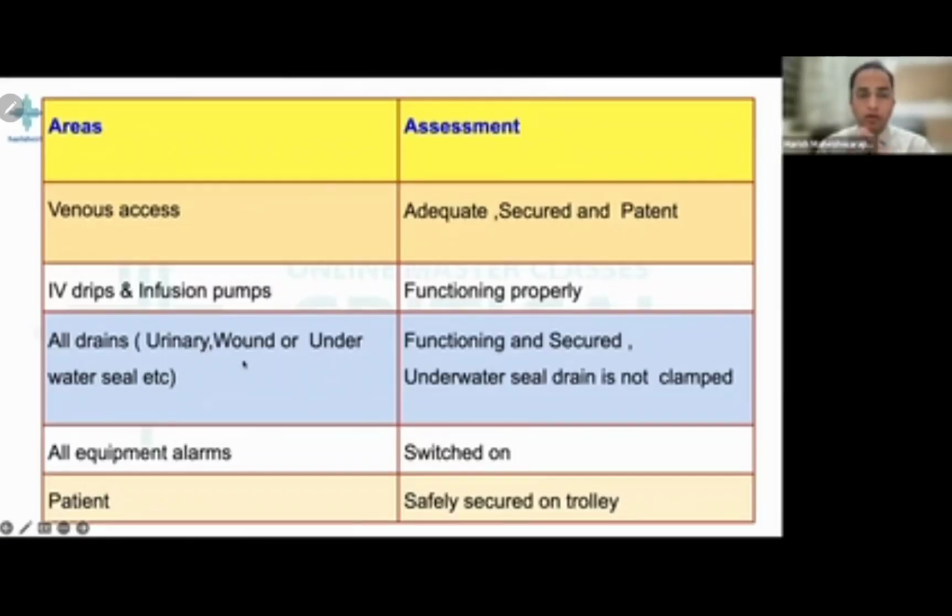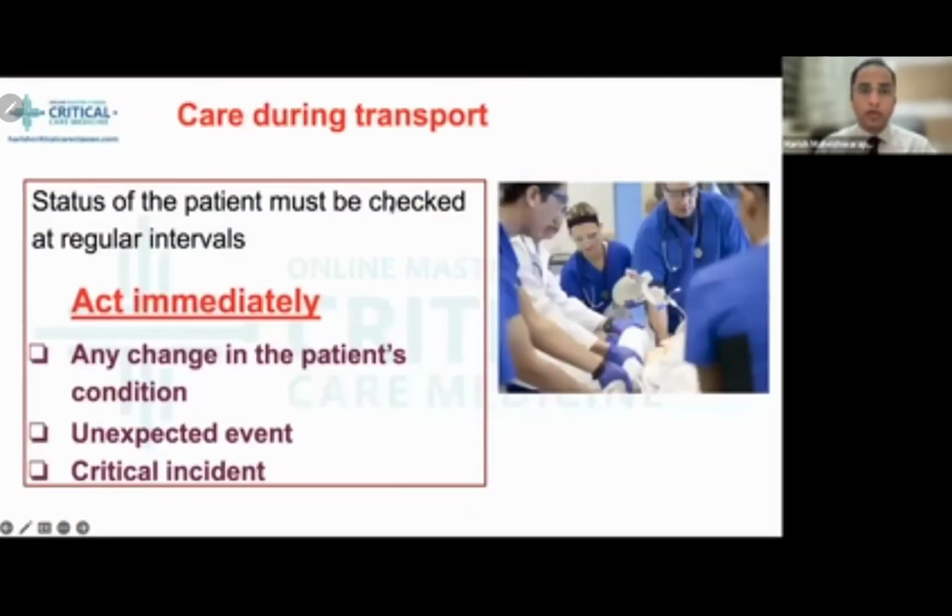All drains, urinary, wound and underwater seal, are functioning properly and secured properly. An underwater seal drain should not be clamped during the transfer process. Very, very important, that is for pneumothorax and so on. All equipment alarms are switched on. Even if an alarm is bothering you, don't switch it off, because we will miss many of the fluctuations during the transfer process. The patient should be safely secured on the trolley. Care during the transport: the status of the patient must be checked at regular intervals.